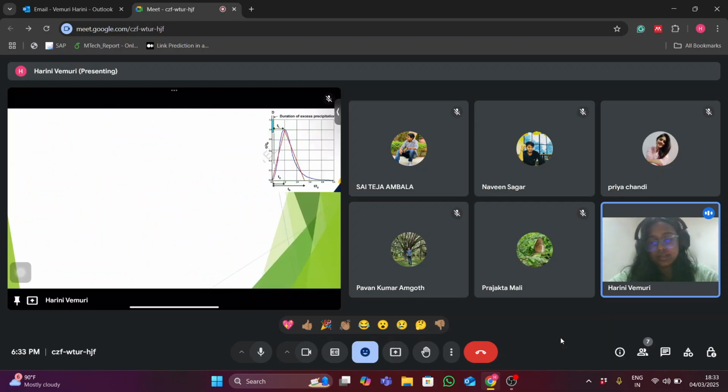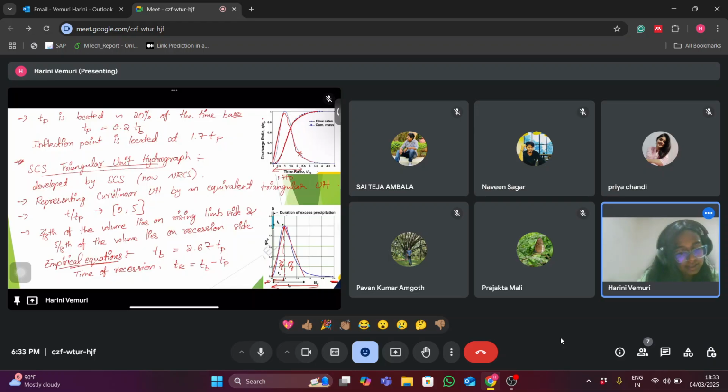So a few more equations are volume of direct runoff Q is equal to peak discharge by 2 into TP, time to peak, plus time of recession. That is, in total, it is the base time. So here, if we substitute the base time is equal to 2.67 times time to peak and calculate, then the time of recession is 1.67 times the time of peak.